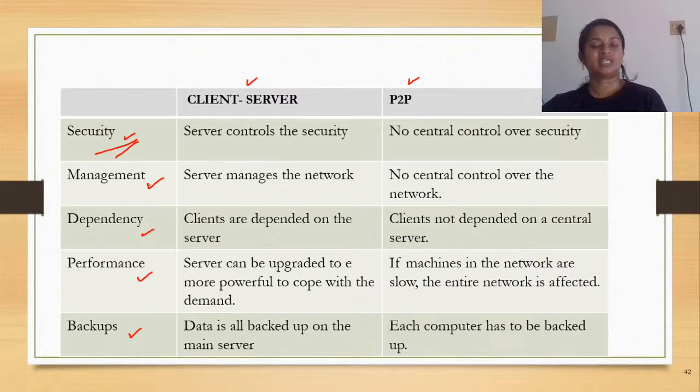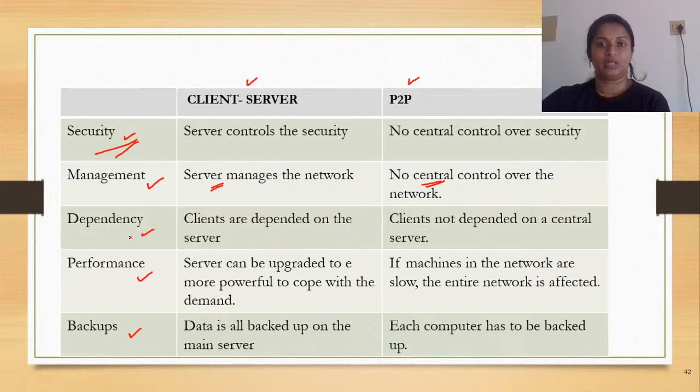Now let's see the point on management. The server manages the network. So in the client-server architecture, who manages the entire network? Definitely the server, right? In the peer-to-peer network, there is no central control over the network. Why? Because all participating entities have equal priority and nobody is given higher authority than the other.